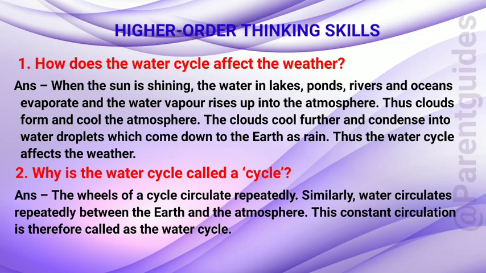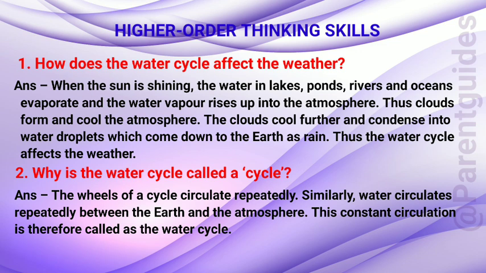Higher order thinking skills. 1. How does the water cycle affect the weather? Answer. When the sun is shining, the water in lakes, ponds, rivers, and oceans evaporates and the water vapor rises up into the atmosphere. Thus clouds form and cool the atmosphere. The clouds cool further and condense into water droplets which come down to the earth as rain. Thus the water cycle affects the weather.